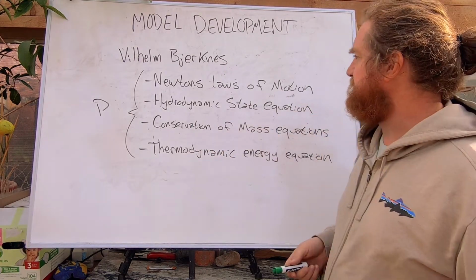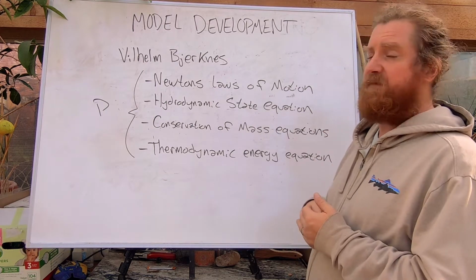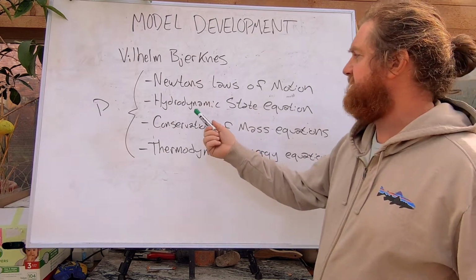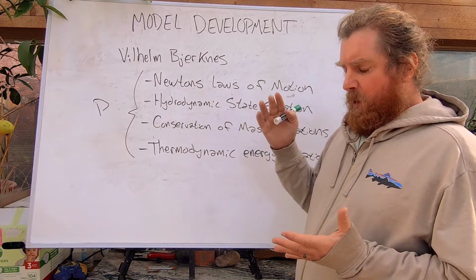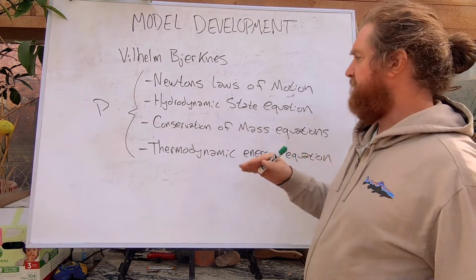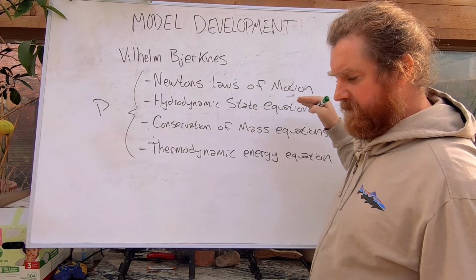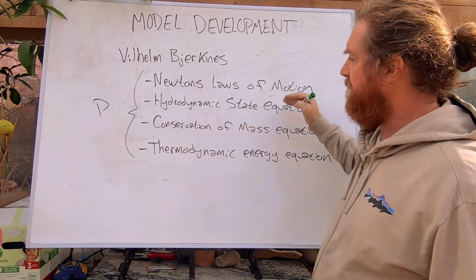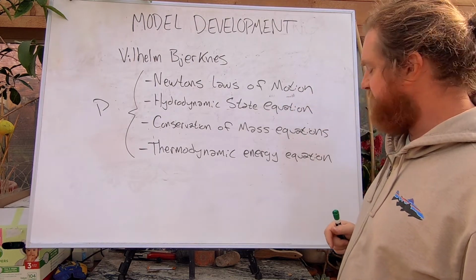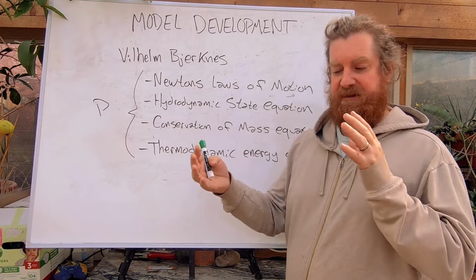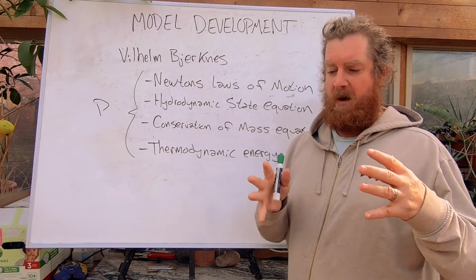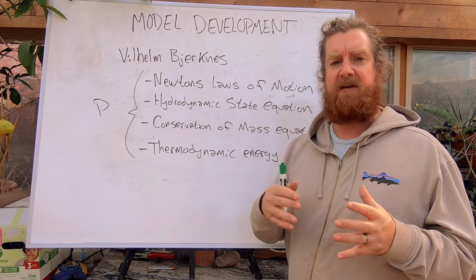So Newton's laws of motion. If you've taken a physics class, you've done those to death. Hydrodynamic state equations. This is essentially whether water is in the atmosphere or on land. There's a lot of evaporation and humidity built into this group of equations. The conservation of mass equation, meaning you can't lose volume or mass going from one area where the equation is calculated to another.